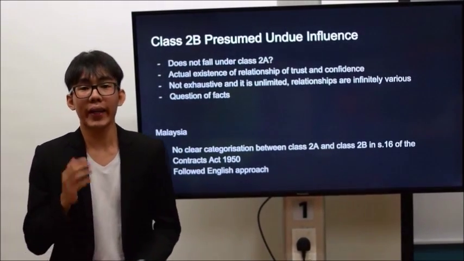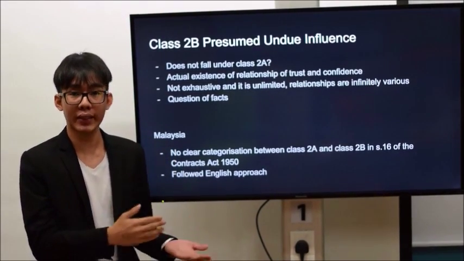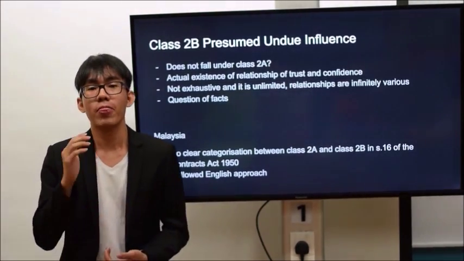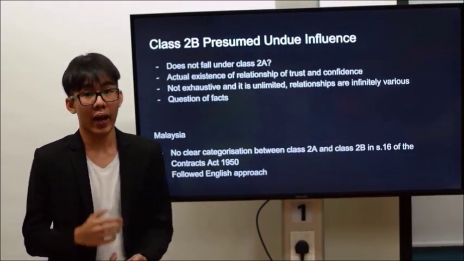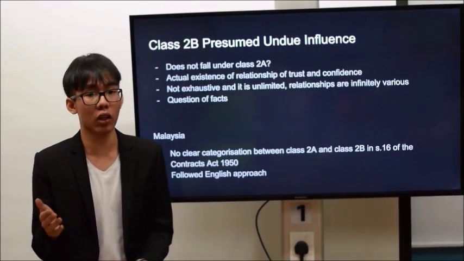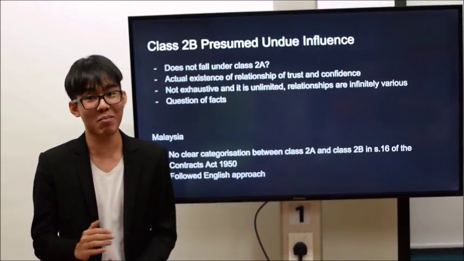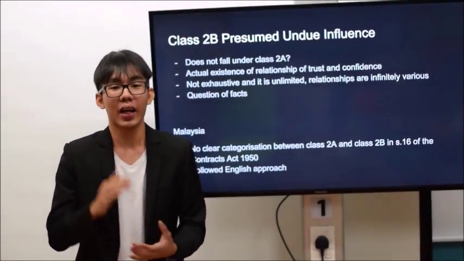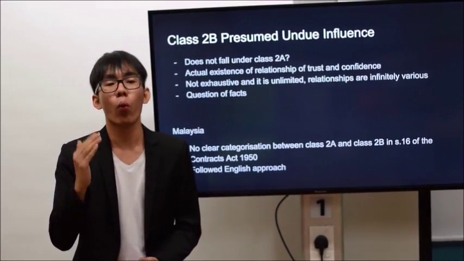However, in Malaysia, even though there is no clear categorization between Class 2A and Class 2B made in Section 16 of the Contracts Act 1950, the courts have recognized the English approach of creating new relationships of trust and confidence that do not fall under Class 2A. The list of relationships is not exhaustive, as aforementioned, and is unlimited, as long as in all circumstances of the case there was a relationship of trust and confidence. The emphasis is on trust and confidence. Then, the influence by the wrongdoer will be presumed.